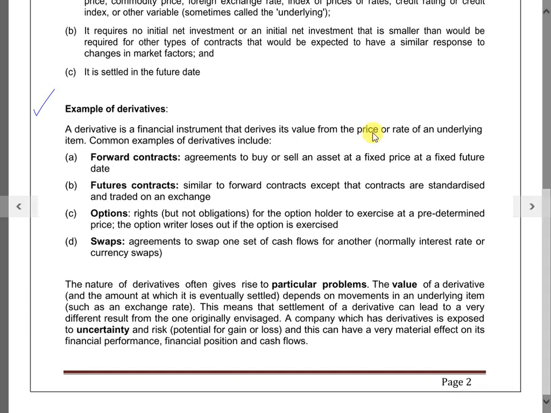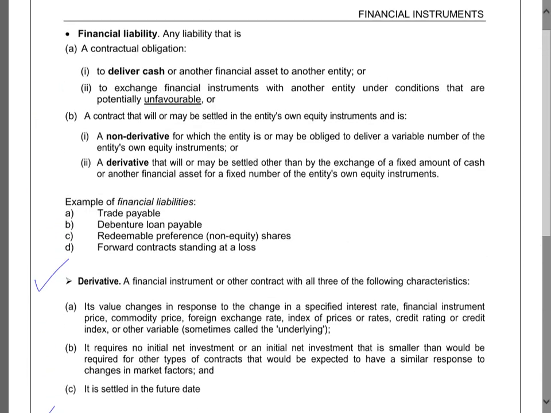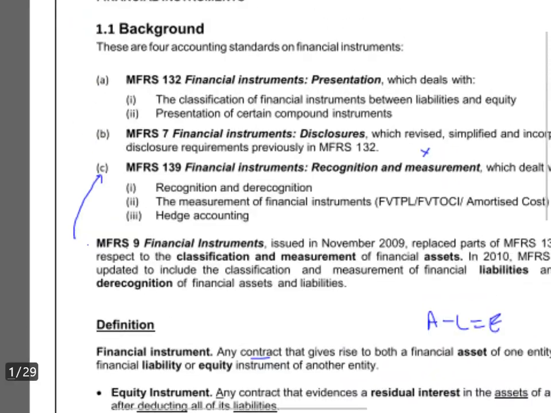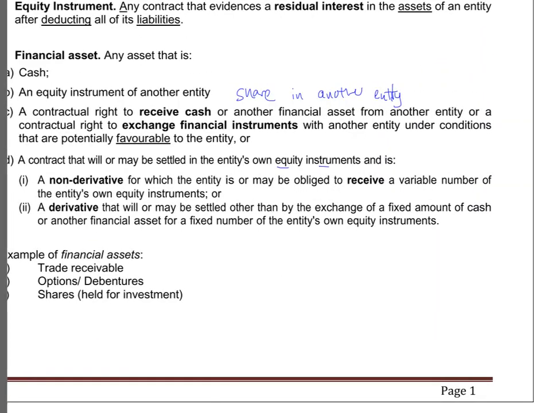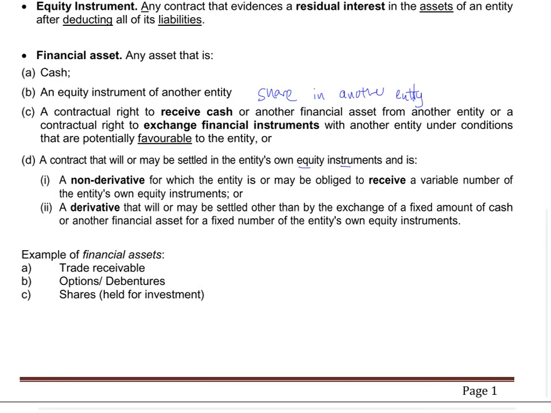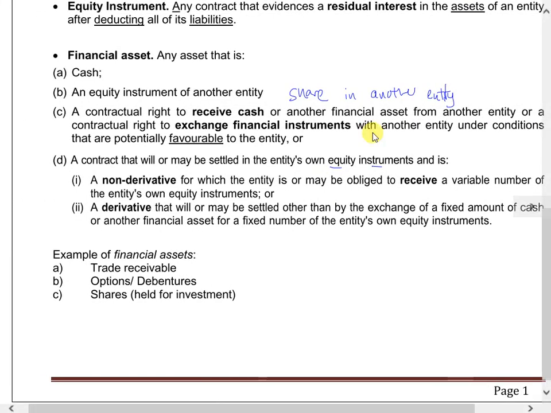So basically now we only focus on A, B, and C. D is related to derivatives, that one we don't really touch on. So other example of financial asset, receivable is a financial asset. Options just now, and also shares. Clear? Cash, equity, as well as a contractual right to receive cash or other financial assets.